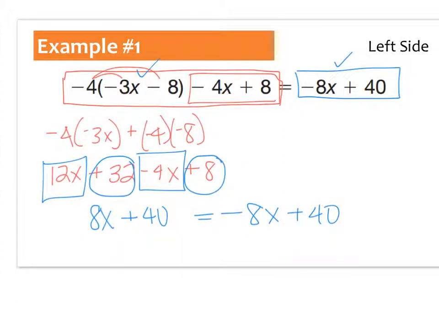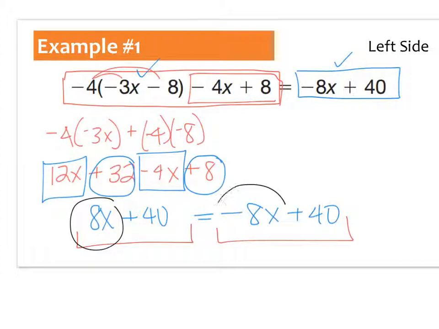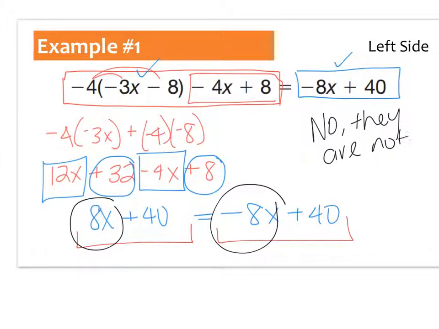Are these two sides exactly the same? The answer is no. One of them has a positive 8x and the other one has a negative. So in this case, no, they are not equivalent. They do not equal the same thing. Now, if this ended up being a negative 8, though, would they have been equivalent? In that case, yes. So when the two sides look the same, then they're equivalent. When they are not looking the same, then they are not equivalent.